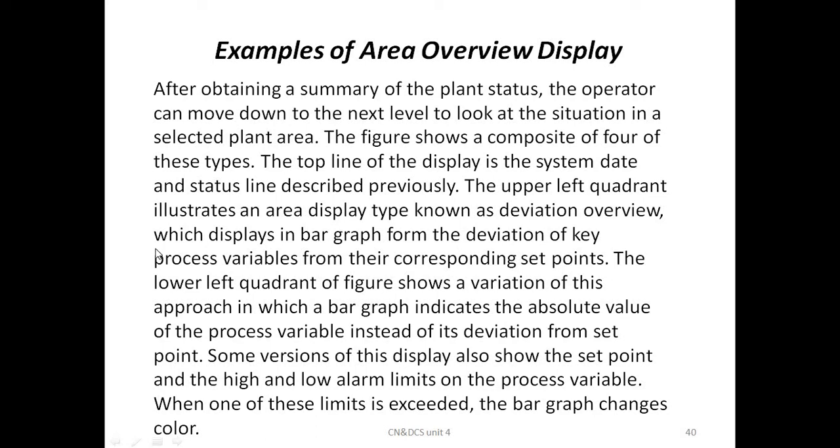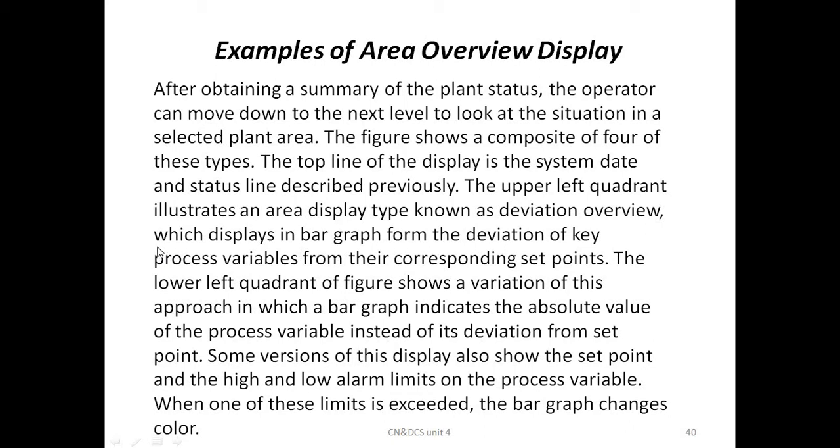Very good morning. Today we are discussing examples of area overview display. After obtaining a summary of the plant status, the operator can move down to the next level to look at the situation in a selected plant area. The figure shows a composite of four of these types.